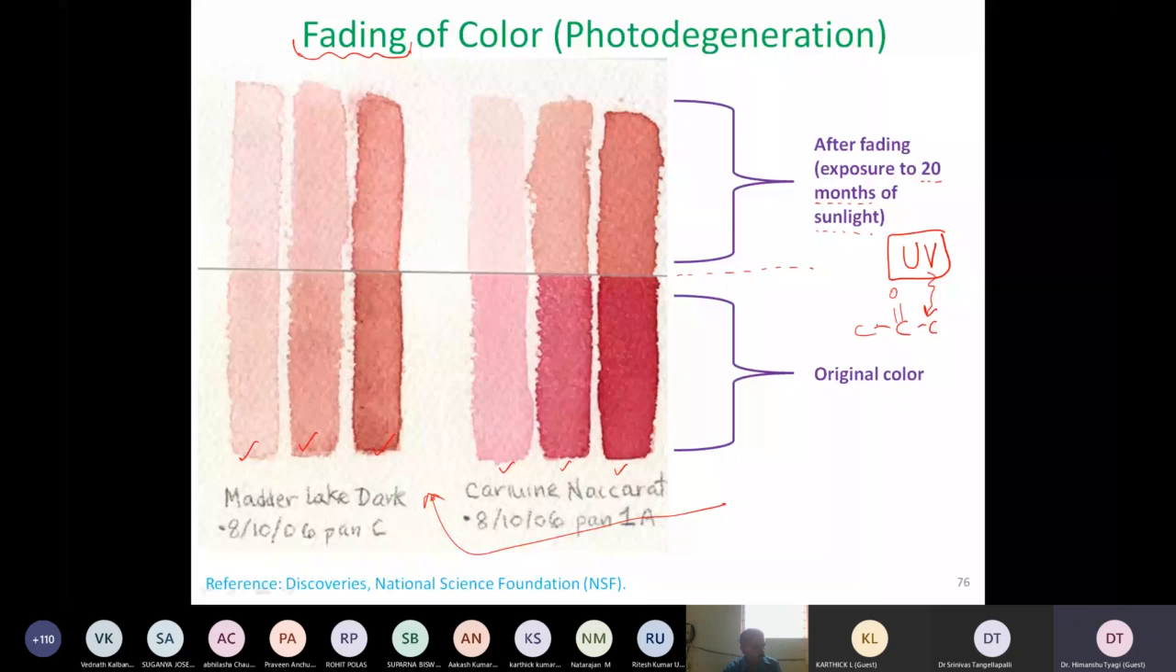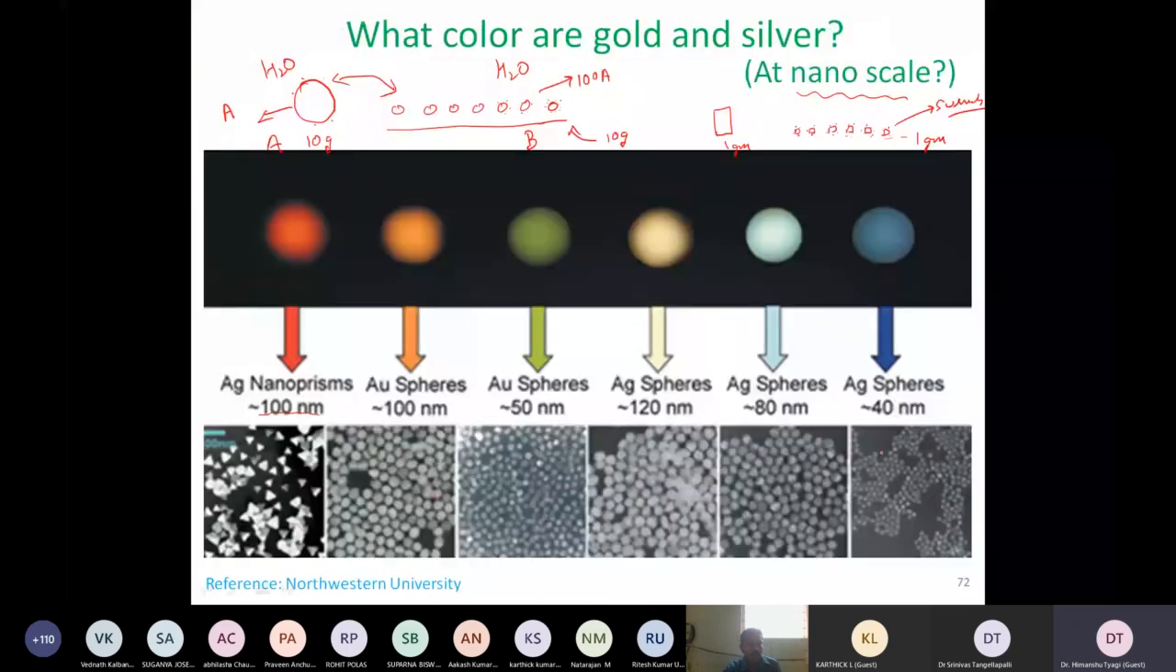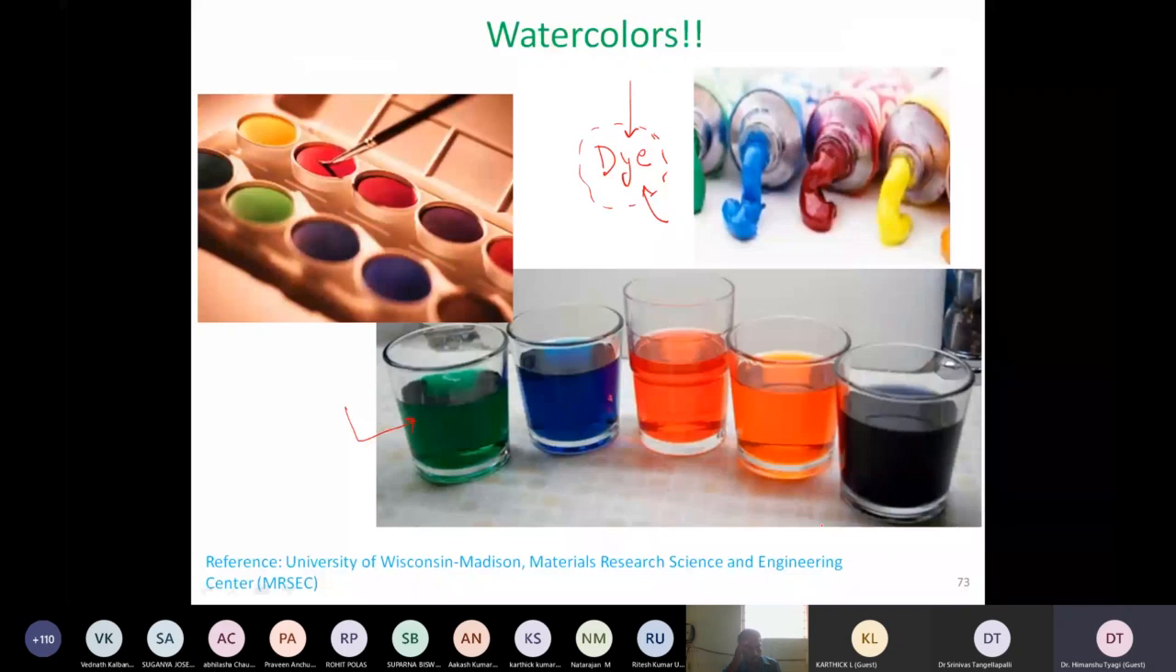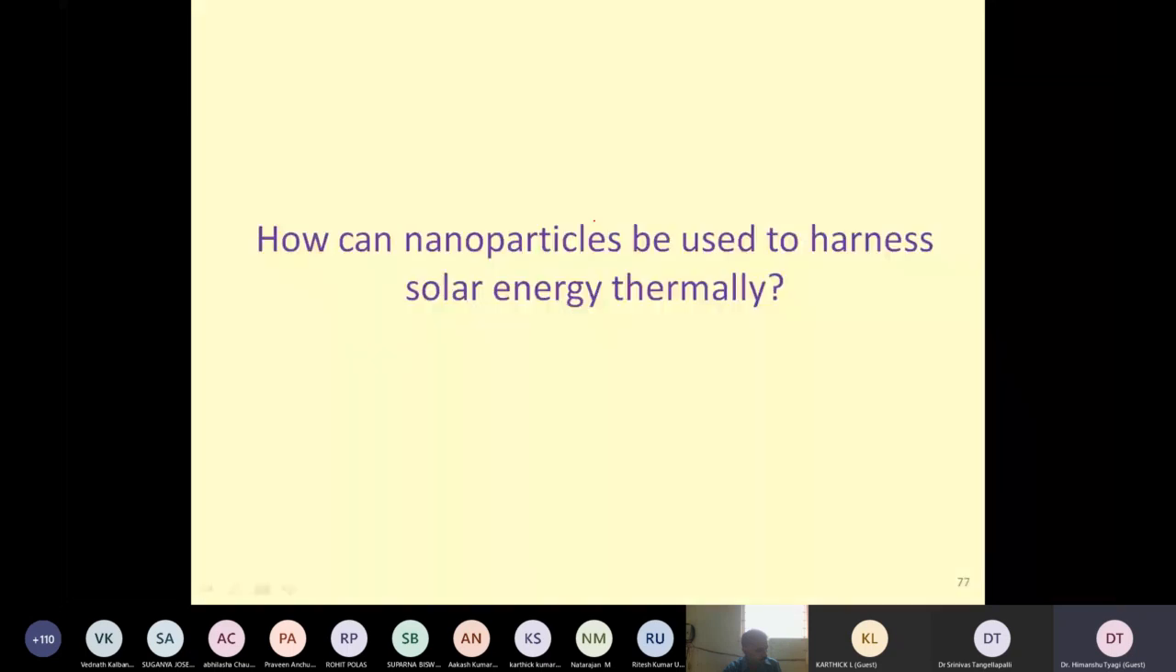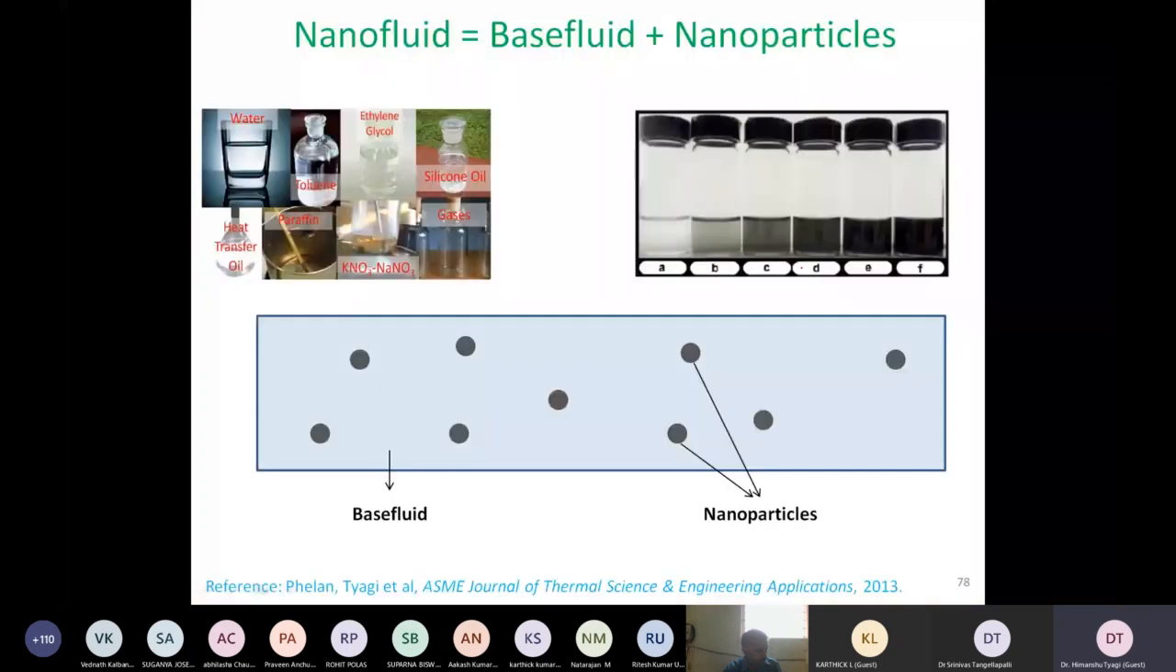What it tells us is, if I want to use these watercolor type dyes for absorbing sunlight, it will be very difficult after a few weeks or months, because initially all these colors will appear very, very bright. But if I want to use it in a solar collector for absorption of sunlight, I have to use some inorganic technology. That is why we want to address whether we can use this type of nanoparticle material, added to a base fluid which is shown over here.